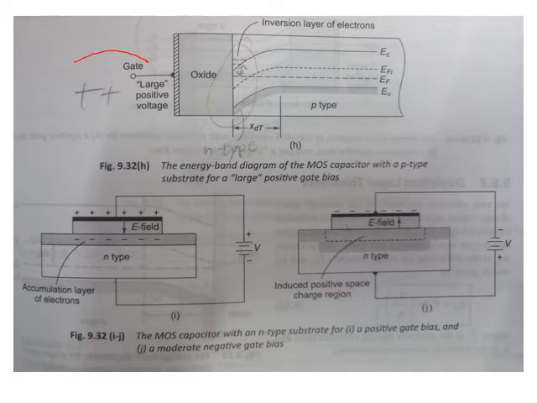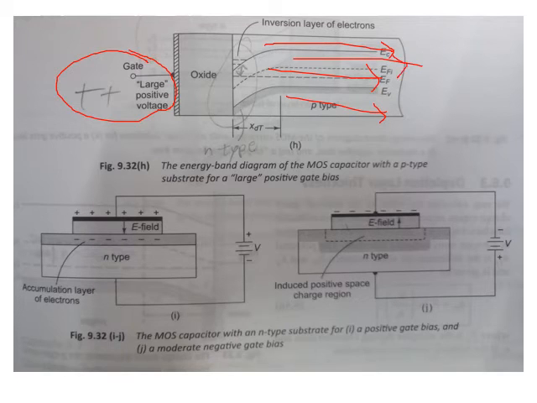What will happen if I apply more large positive voltage? We are seeing here a large positive voltage. What will happen? Large positive voltage means the holes will be more repelled. Yes or no? More repelled means the band will bend more. Why will it bend more? Because the repulsive force is more, and most of the holes are being thrown away to the other side due to that repulsive force. Following? All are following?